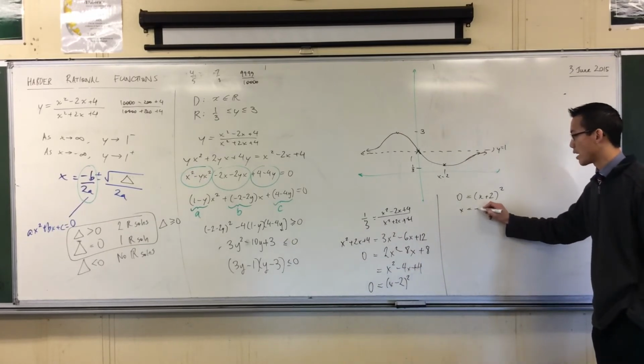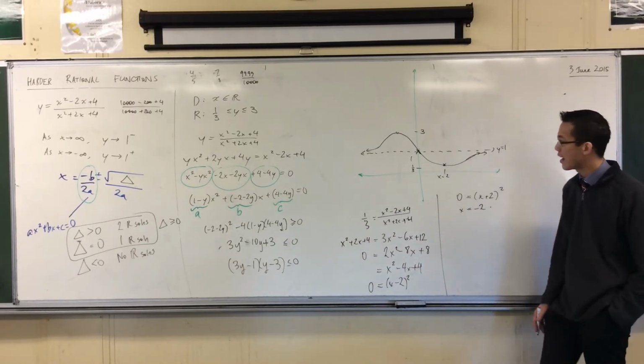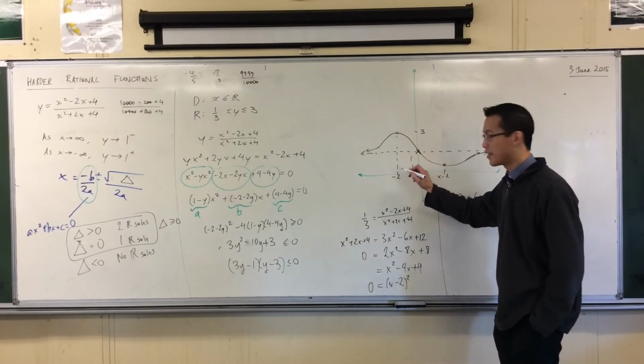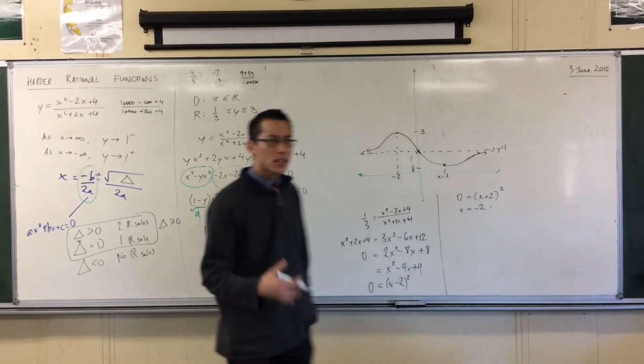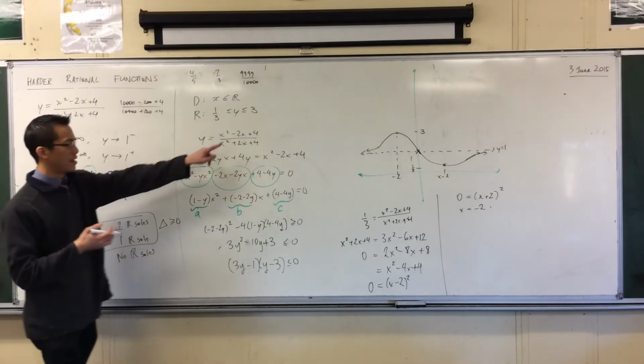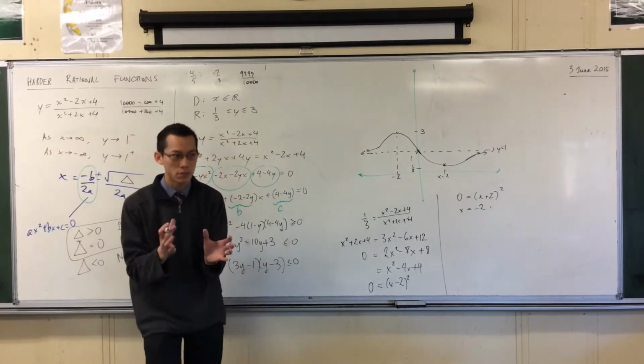So x equals negative 2 for that guy, and so I've got that point over there. Okay, there is some symmetry to it, and that's owing to the fact that the numerator and the denominator are so very close to each other, okay?